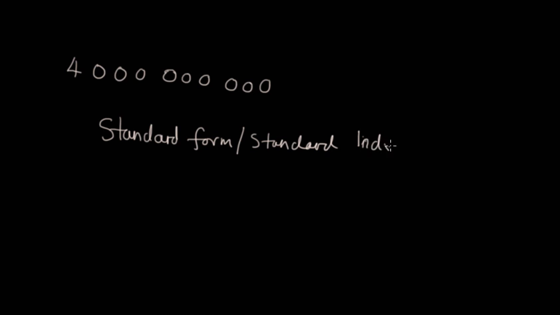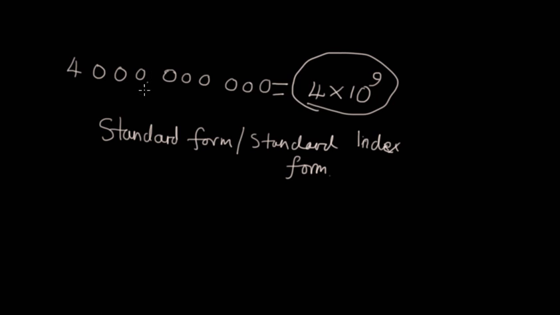Oh, I can't spell tonight. There we go, standard index form. It's when we write something as a power of 10. So you get 4 billion here. You would take your 4 and it's like multiplying it by a power of 10. So here we've got 1, 2, 3, 4, 5, 6, 7, 8, 9 zeros. So it's 10 to the power 9. This here is standard index form.